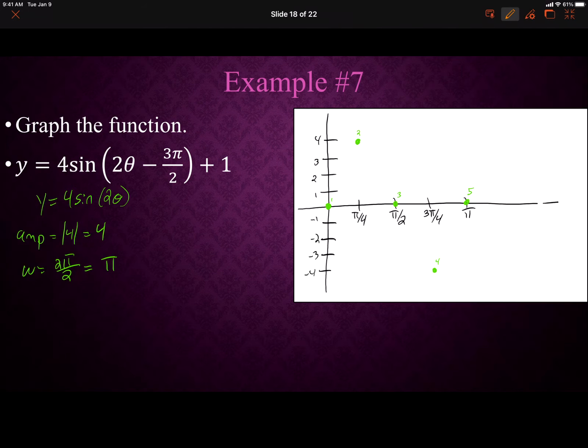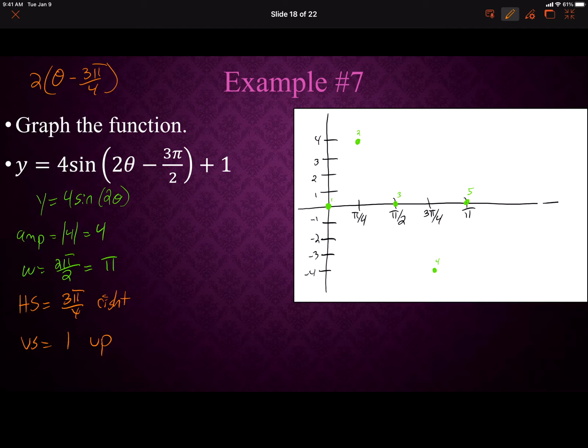Because now the shifting takes into account the 3 pi over 2 and +1. So we need to factor the 2 away to identify the proper horizontal shift. Doing 3 pi over 2 divided by 2 gives us 3 pi over 4. So that tells us the horizontal shift means we're going to go 3 pi over 4 to the right. And our vertical shift is a +1, so it's 1 up.